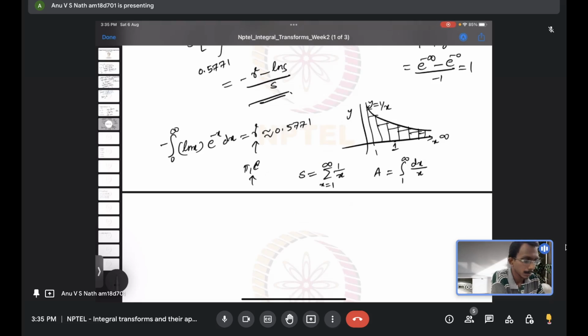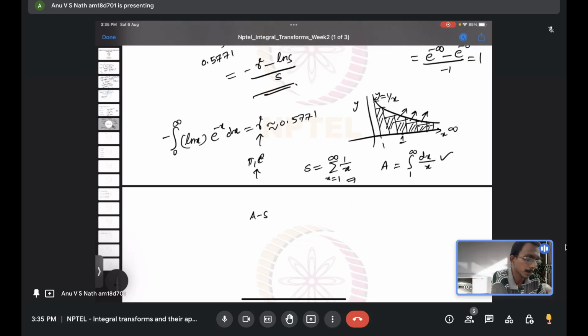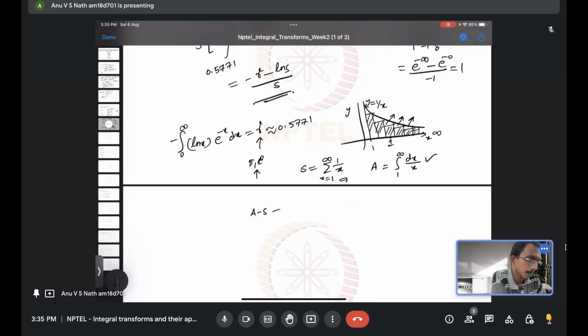Now the difference between both: the actual area is more than the approximation because we are approximating with these rectangles, so there is an excess area that we are losing. If you subtract them, the actual area minus the approximate area, it is the integral of dx by x from 1 to infinity minus the sum over x equal to 1 to infinity of 1 by x.